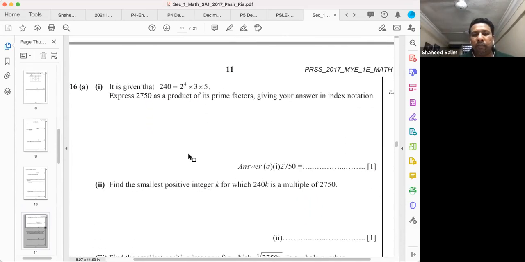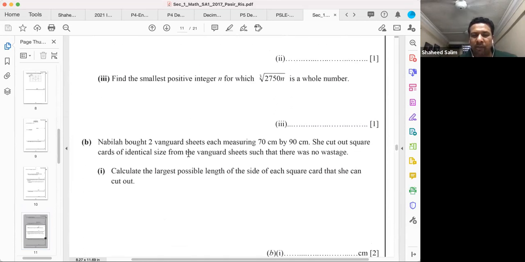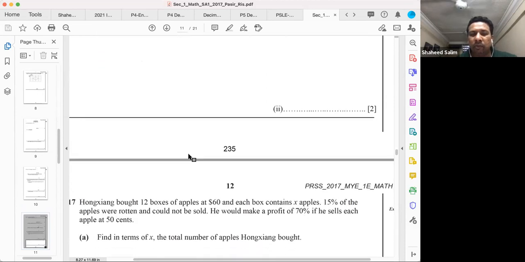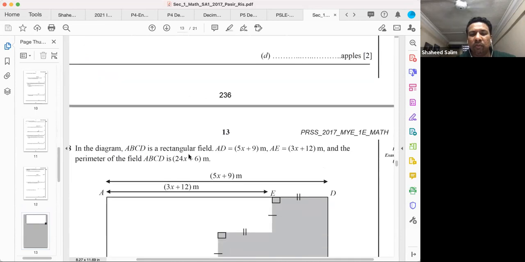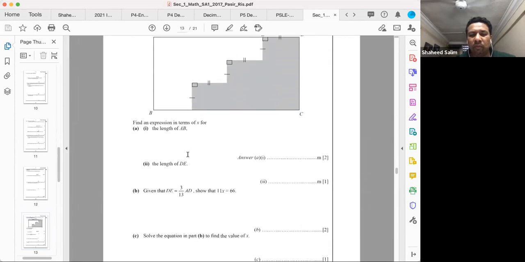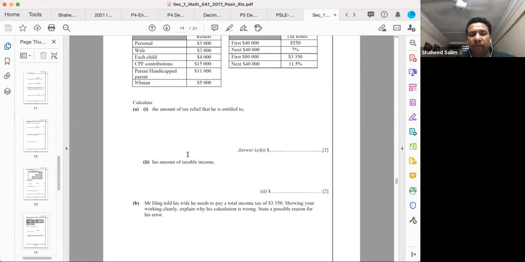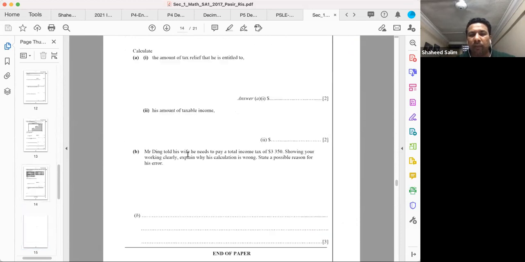Okay, you remember prime factorization? Can you remember? If not, maybe let me check for others first. I'm looking for others. Now we go to prime factorization. Okay, end of paper.